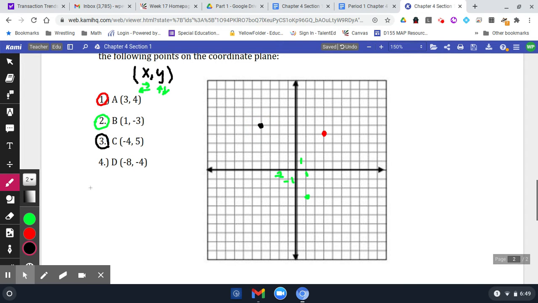Boom, boom. And then lastly, we have D, which we'll put in purple. And that is -8, -4. So we have one in each coordinate so far. Coordinate 1, coordinate 2, coordinate 3 is a double negative coordinate. So 8: 1, 2, 3, 4, 5, 6, 7, 8, and then down 4: 1, 2, 3, 4. And there you go. That's a reminder on how to graph, okay?